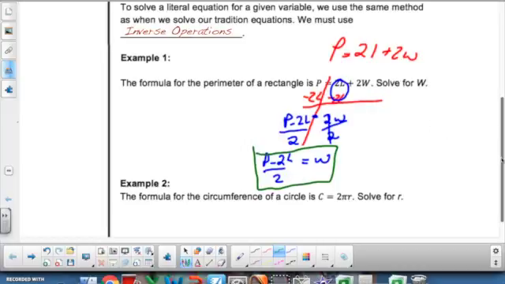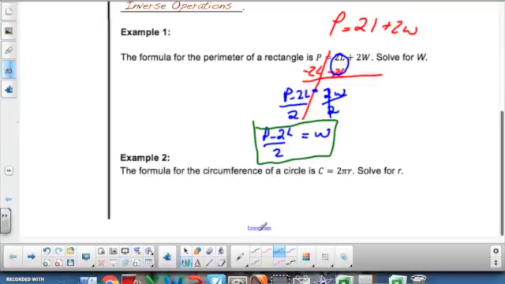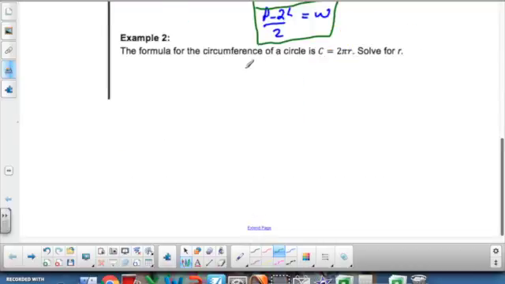All right, so let's look down at one more example for you. The formula for circumference is C, which is circumference, equals 2 times pi times the radius, which we use R. In this case, we want to solve for R. So I'm going to start the exact same way. I'm going to rewrite my formula, C equals 2 pi R. My goal is to get R by itself.